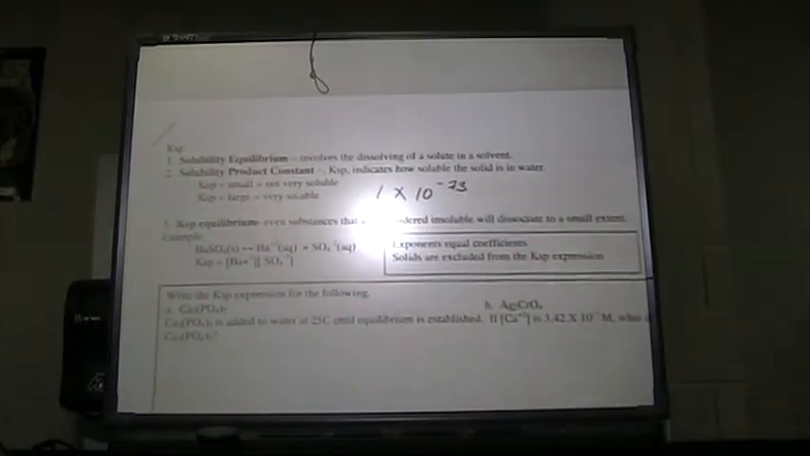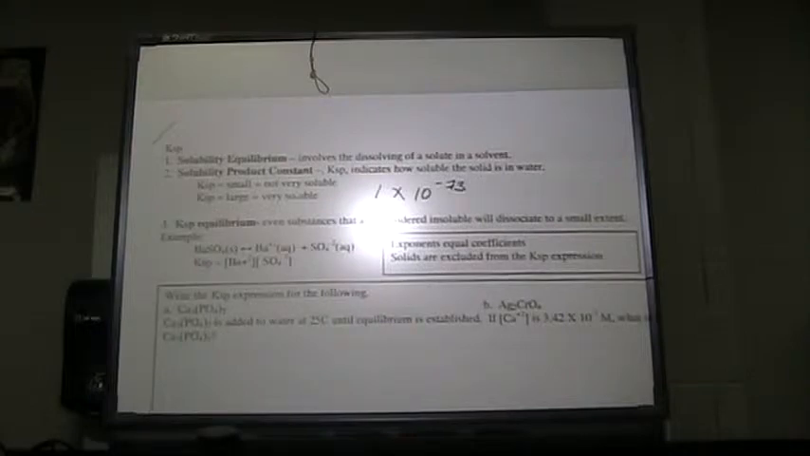If you have a KSP that is small, the solute is not very soluble. If you have a KSP that's large, it is very soluble. I have seen KSPs in this order. That would be like rock soluble, okay? A rock is not very soluble. It will dissolve, but not a whole lot.